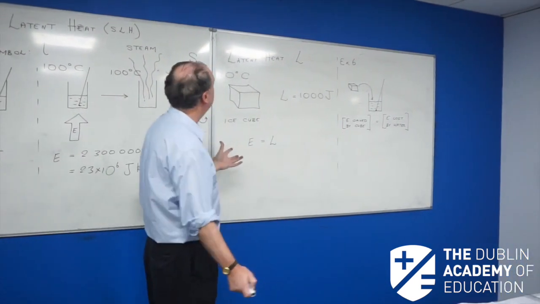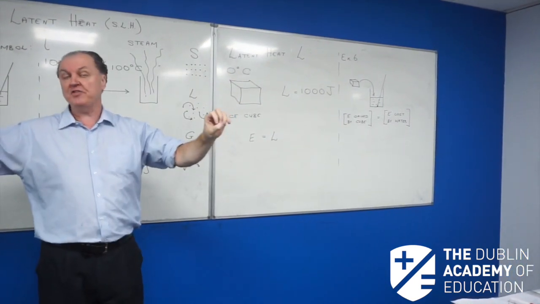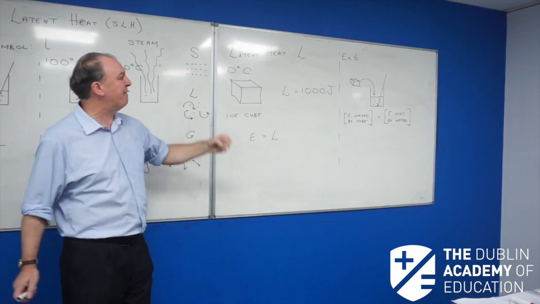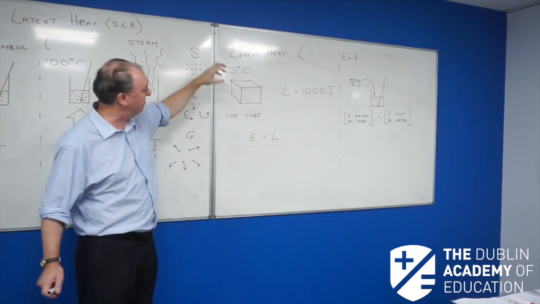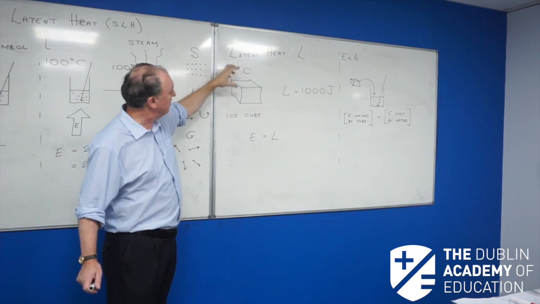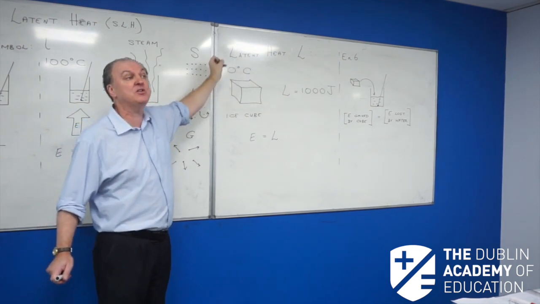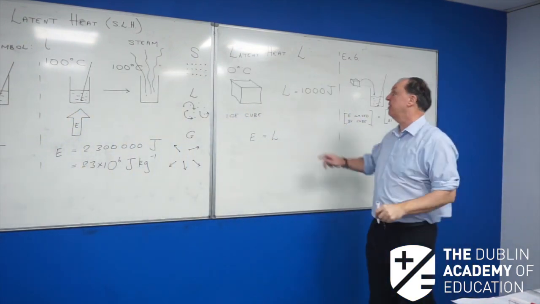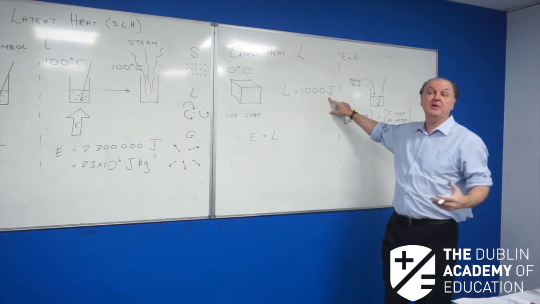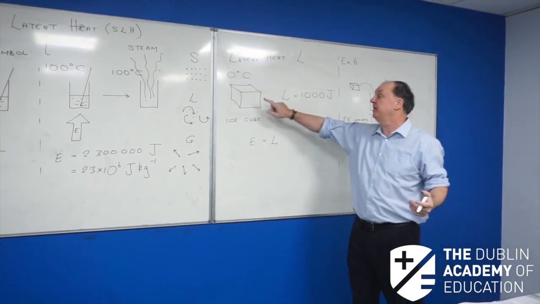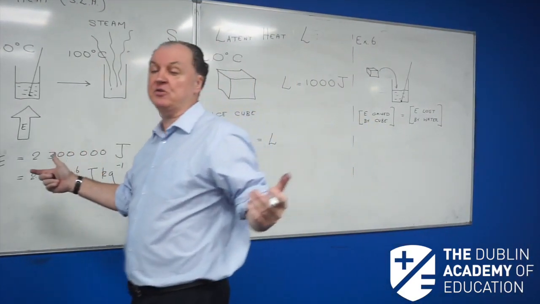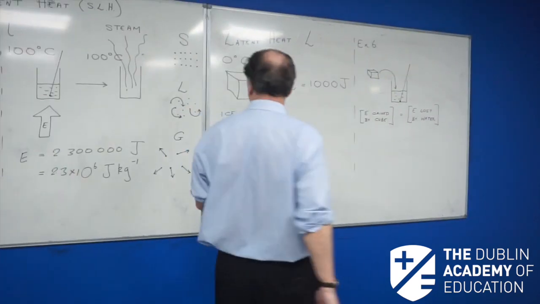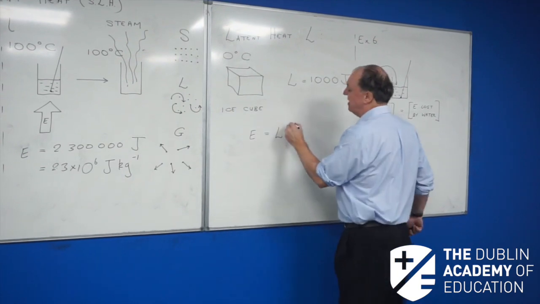So let's say, for example, I've got an ice cube. I don't care what its mass is. I just want to know how much energy do I need to melt that ice cube, to turn it from ice at 0 degrees Celsius into water at 0 degrees Celsius. How much energy do I need? Let's say in this particular example, I need 1,000 joules. I don't care about its mass. I'm just saying to melt that ice cube, I need 1,000 joules. So we call that big L, and it's called its latent heat. And the formula therefore is E is just equal to big L. That's it.